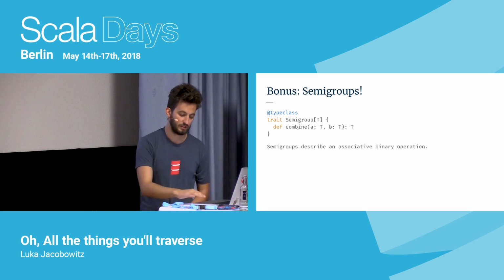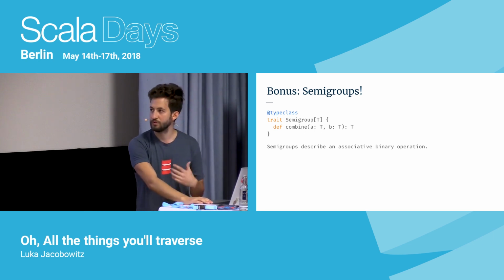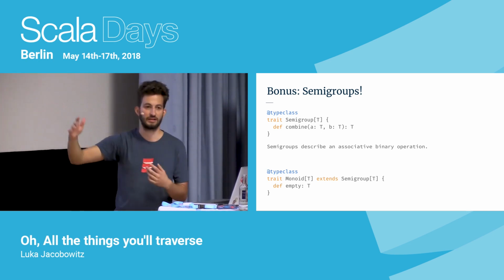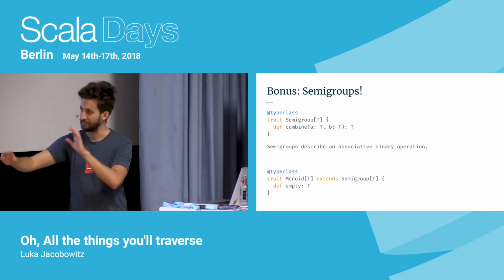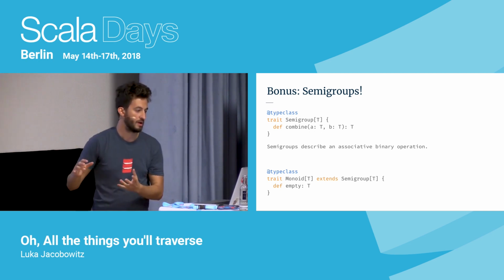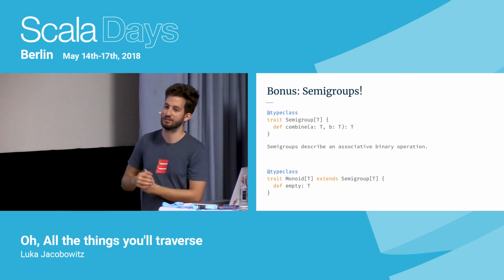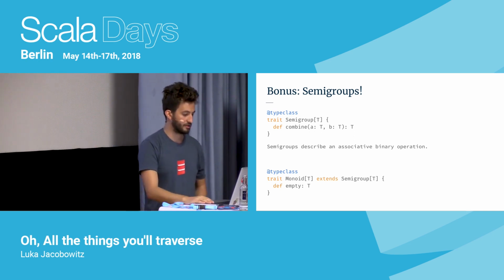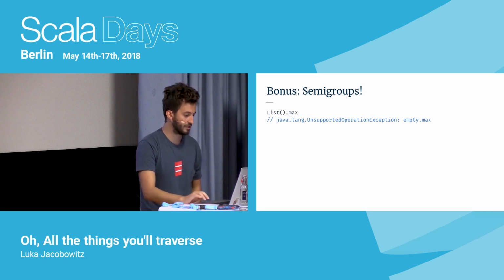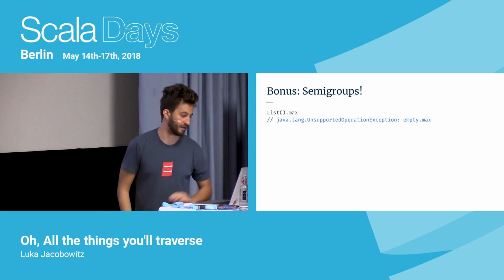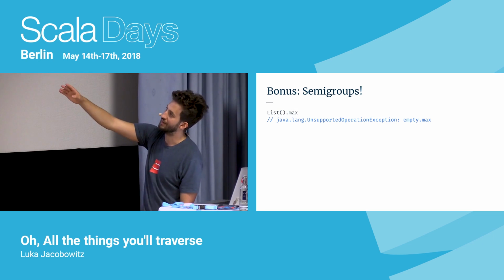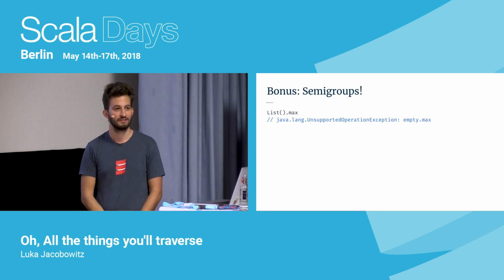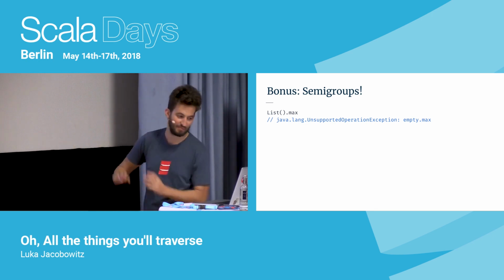So this is cool, and actually if you look at cats, you'll see that something like monoid doesn't actually have a combine method. It actually extends semigroup and gets the combine method from there. So we have this subclass relationship again. So monoid extends semigroup. And why are semigroups cool? Well, who has ever gotten this, right? So not the first thing, but UnsupportedOperationException: empty.max. Who's gotten this error before? Yeah, okay. Well, I expected more, but that's fine.